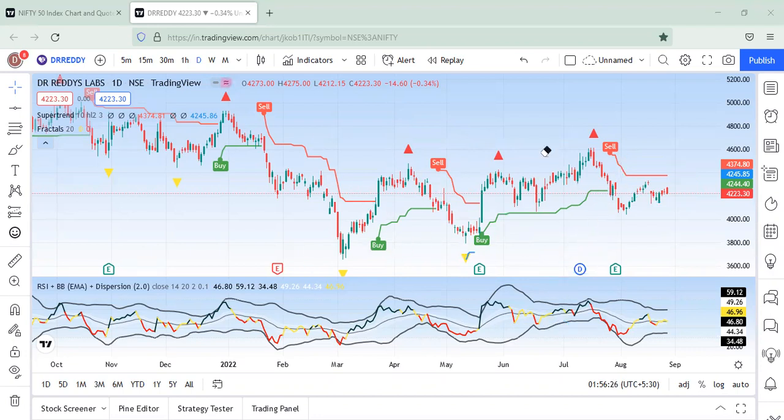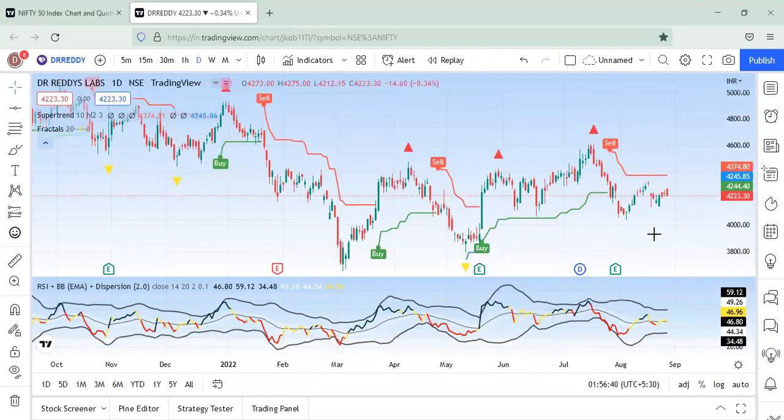Okay, Dr. Reddy. This is the Dr. Reddy daily chart. It is going a little bit sideways, moving in between 4,000 to 4,600. Here you see this sell signal came.